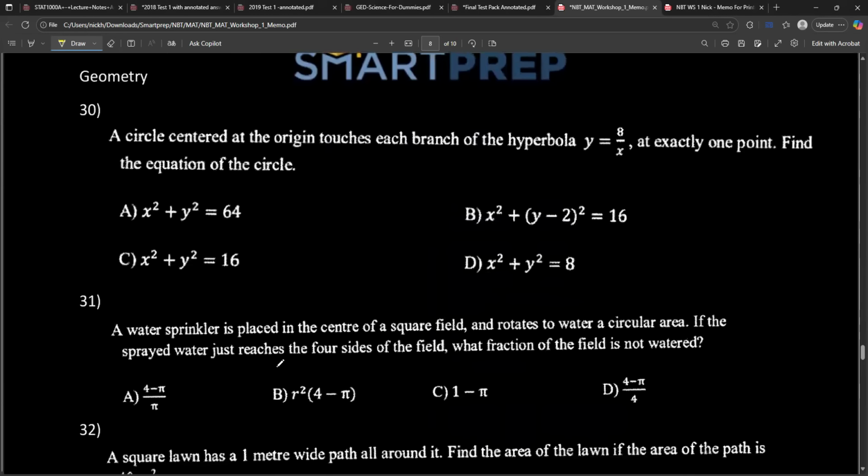A circle centered at the origin touches each branch of the hyperbola y equals 8 over x at exactly 1 point. Find the equation of the circle.